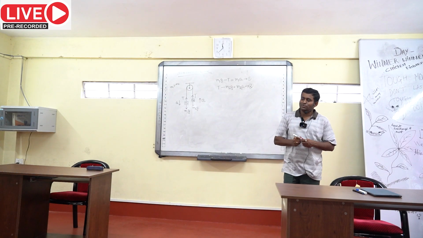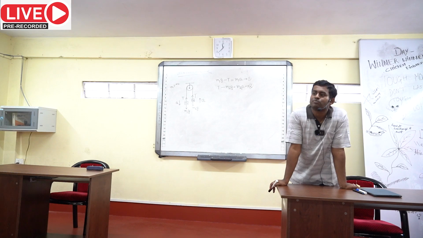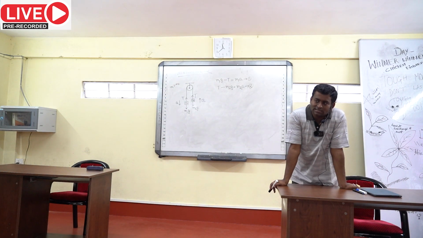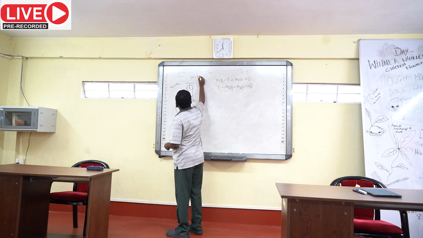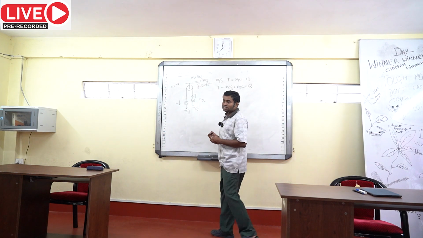See, there are two unknowns. One is T, another is acceleration A. M1, M2, G are known quantities in a typical coding problem. Suppose M1 is given 5 kg, M2 is given 2 kg or 3 kg, and G is given 10. Then you can find tension and acceleration. Now solving: if I give M1 equal to 5 kg, M2 equal to 3 kg, and G equal to 10 meter per second square, then calculate the tension and acceleration.